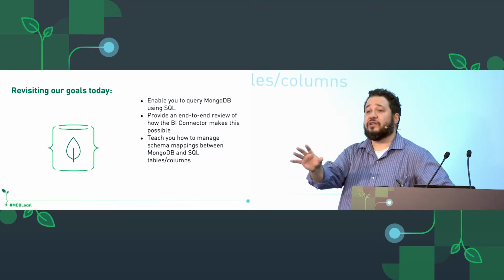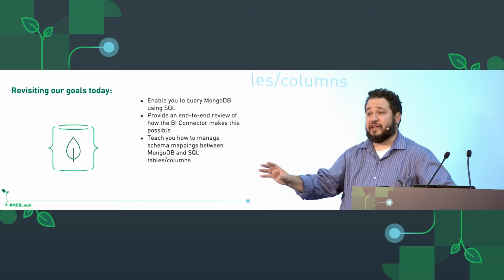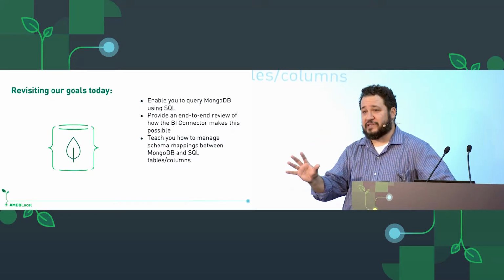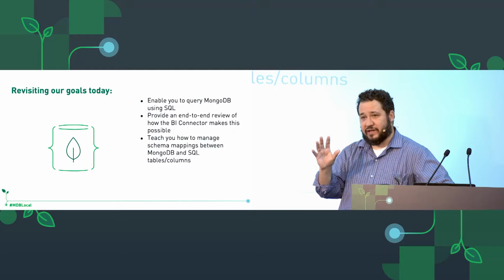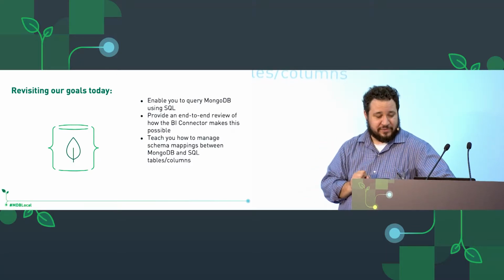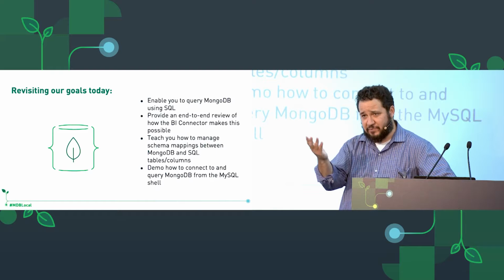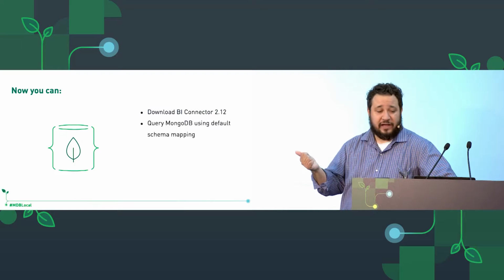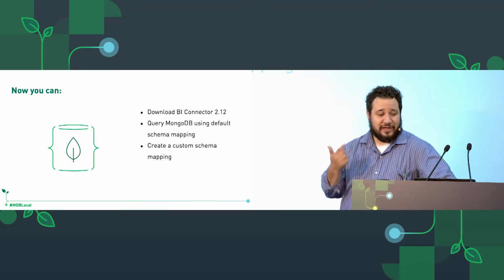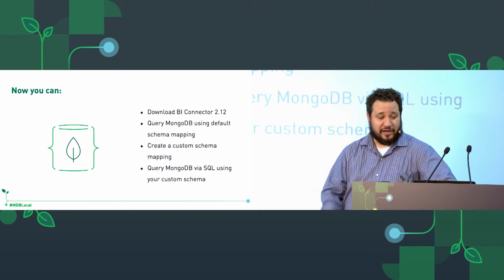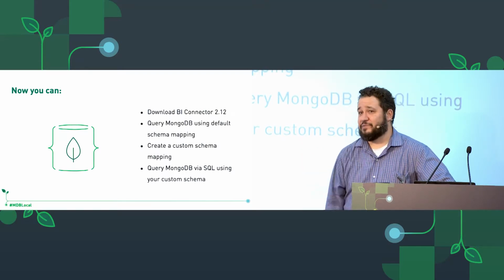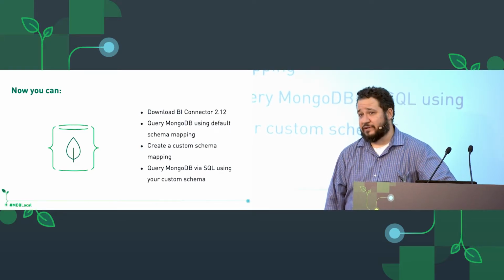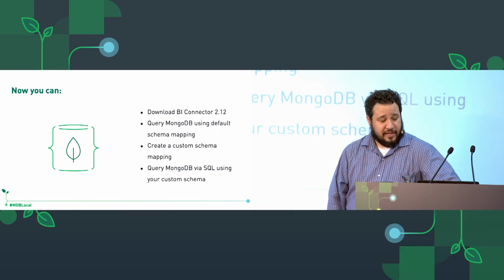Really, this is all about meeting the specific needs of your end users, right? I want to stress that I've shown you some fairly simple examples today. We've got customers doing some pretty incredible stuff with the schemas that they present. I've also given you a demo about how to query via the MySQL shell. So now I want you to go out and download the BI connector, query using the default schema, create your own custom schema, and then query using that. You can just grab the BI connector from the MongoDB Download Center and get started querying MongoDB with SQL today. So thank you very much.